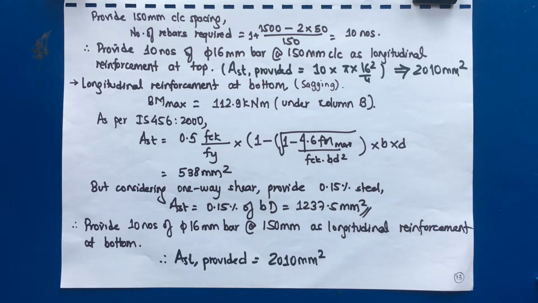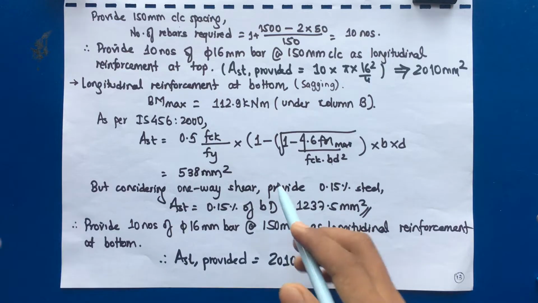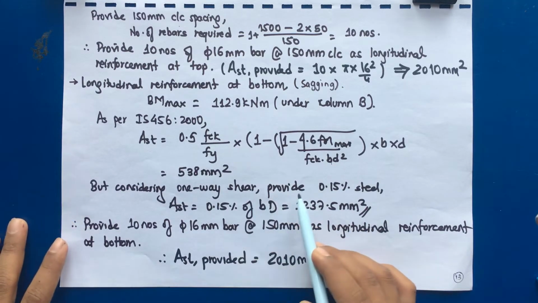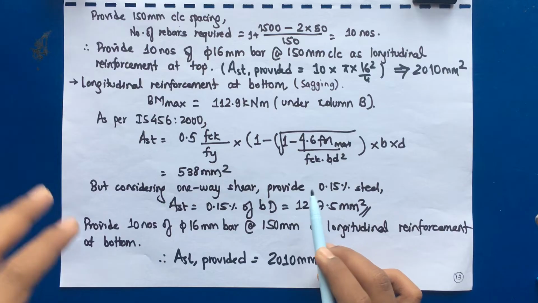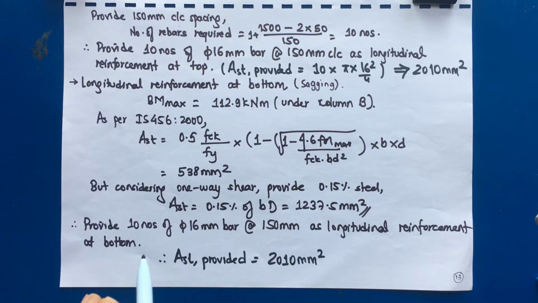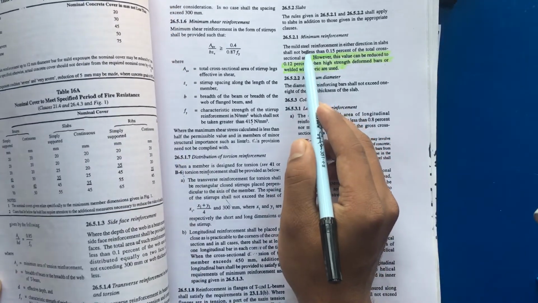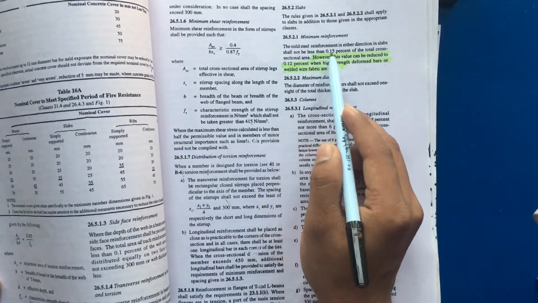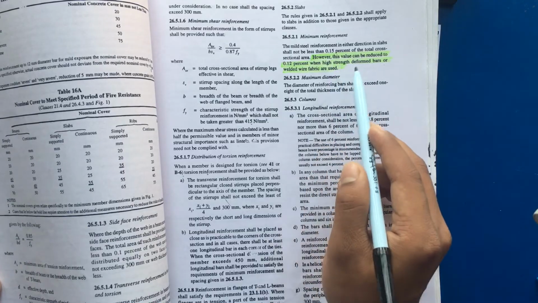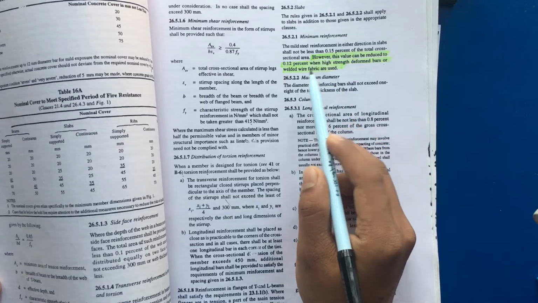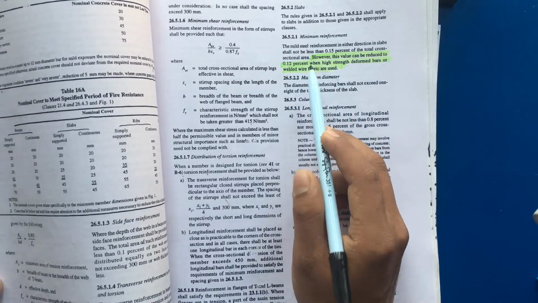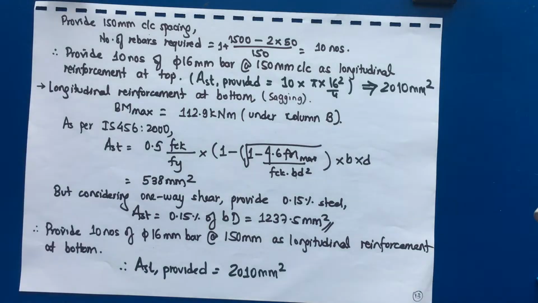So if the depth is calculated considering one way shear, then we have to provide the steel that we had assumed. But if we have designed by considering the bending moment, then we have to provide minimum steel, that is 0.12% of BD, which you can find in the code. So here you can see minimum reinforcement. For mild steel it is 0.15% of the total cross sectional area, but generally we use high yield strength deformed bars, so we'll use 0.12% if we are using the bending moment consideration.